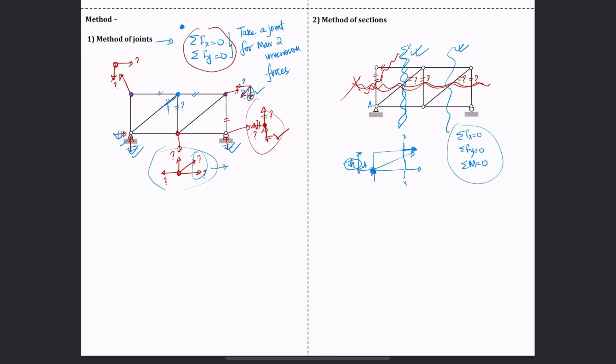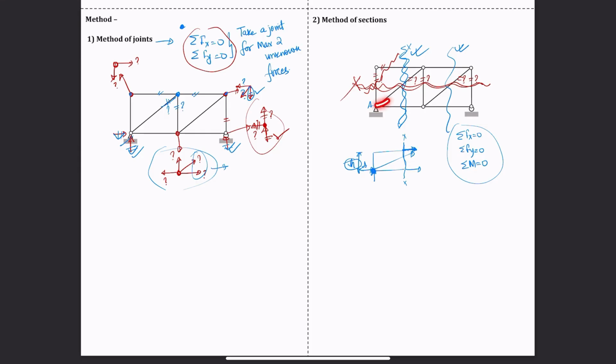So the question is, when do we use the method of joints? When do we use the method of sections? If I want to find all the member forces in a truss, then I'll use the method of joints because that is easy and faster and more efficient. But if I want to find the force in only one particular member, then using the method of sections is easy to do that. It saves lots of time.